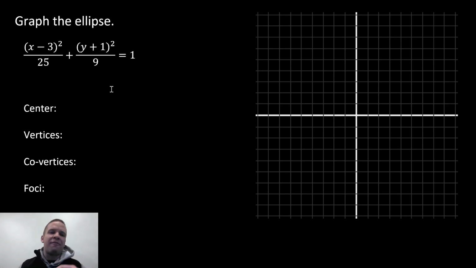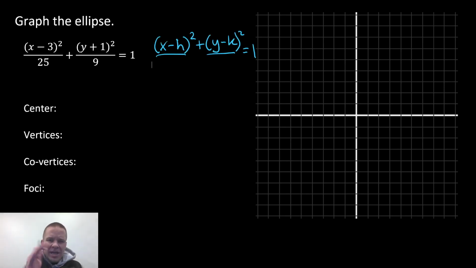It's time to graph an ellipse. All right, so first things first, I want to throw down my standard form equation of an ellipse. Now you'll notice that I left something out. I left out the A and the B. Why did I do that? Well, depending on which one's our major and minor axis is going to tell us where A and B go.